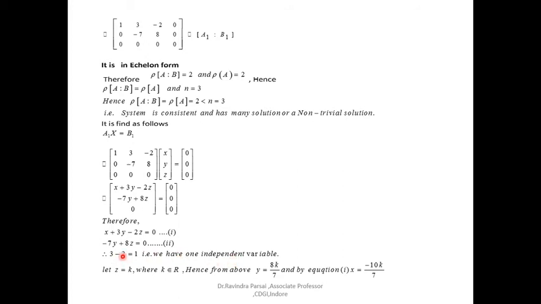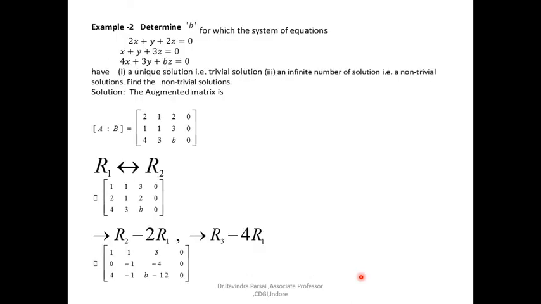You can choose any one of these, either x or y or z. I take here z equal to k, any real value. Putting z equal to k in the second equation you will get y. When you use z and y in equation 1, you will get x. x is minus 10k upon 7. Just by putting in, you obtain these values.